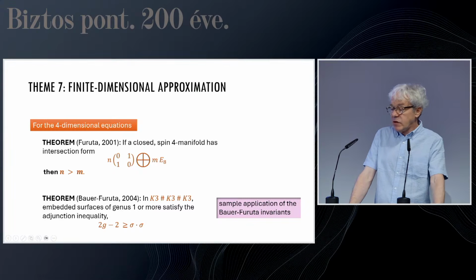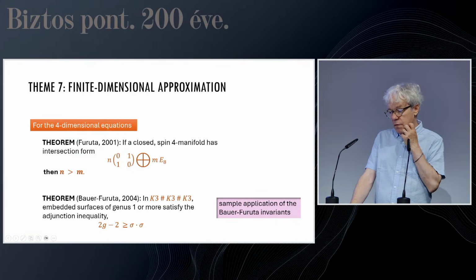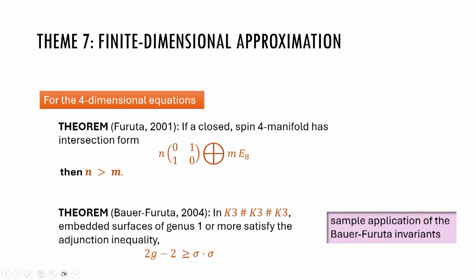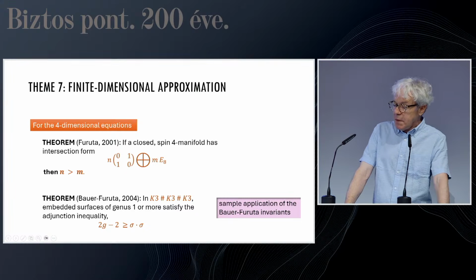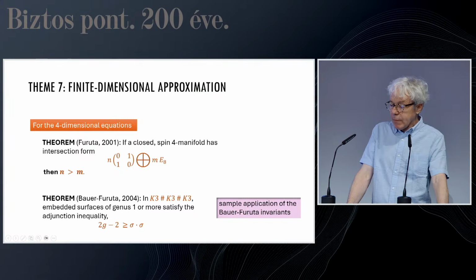One is the idea of finite dimensional approximation, which originated in work of Furuta. You take these infinite dimensional equations, basically now equations on a linear space of spinors and one-forms, and you approximate them finite dimensionally. He greatly strengthened the results on quadratic forms from Donaldson's thesis. If the quadratic form is n copies of the hyperbolic and m copies of E8, then n must be bigger than m. That's Furuta's so-called 10/8 theorem. The 11/8 conjecture is that n must be at least 3/2 times m. That's still an open problem.